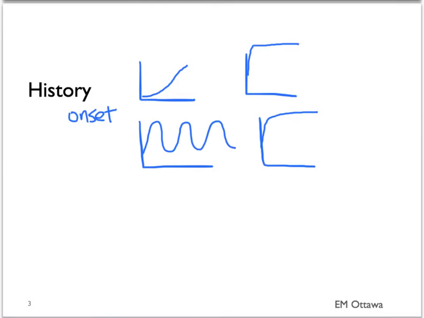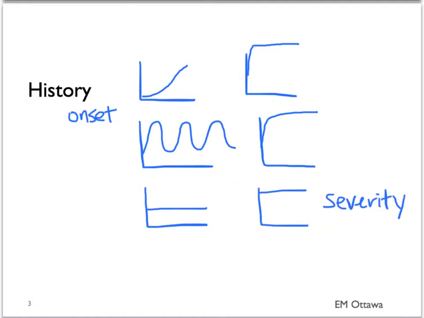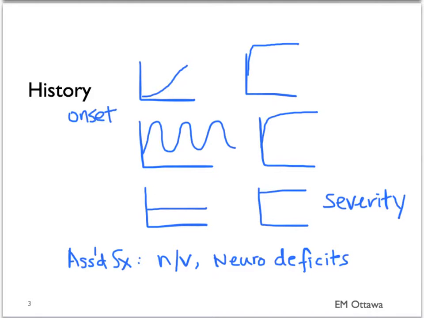As with all history, generally, you will want to know about the onset of the symptoms, whether it is gradual or sudden onset, intermittent or constant, the severity, and the nature of the pain, what it feels like. We also want to know about associated symptoms, such as nausea, vomiting, neurological deficits on history, and fever. Let's go into the specifics of each diagnosis.